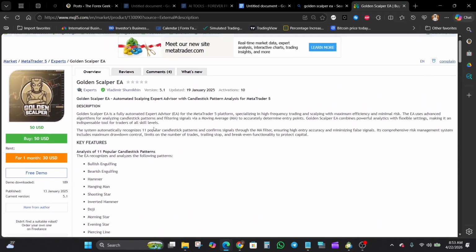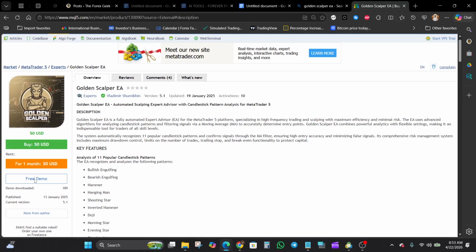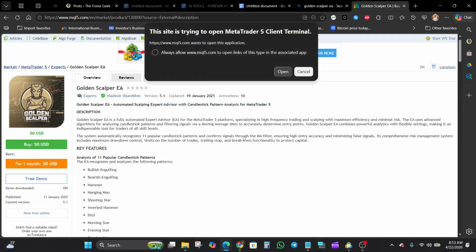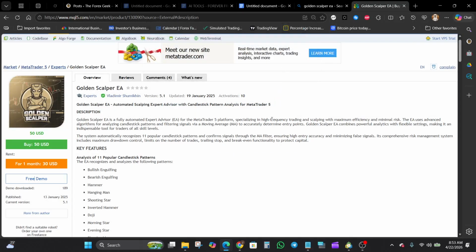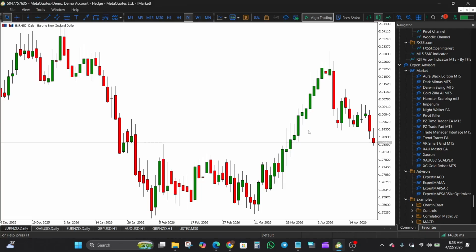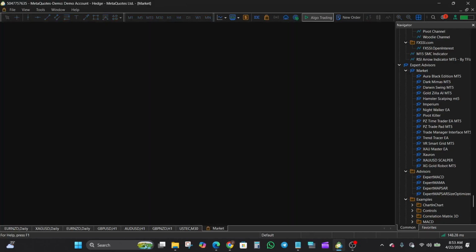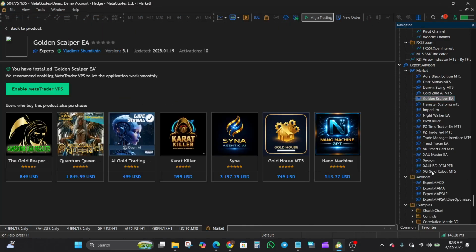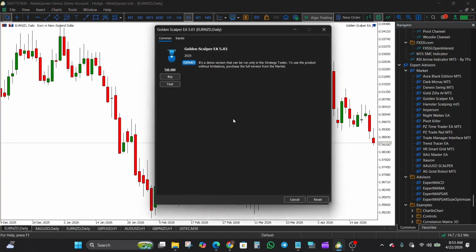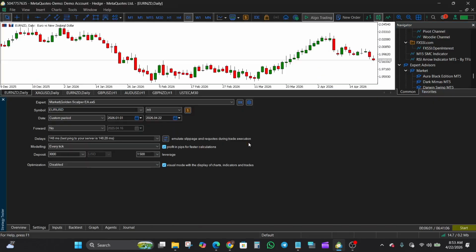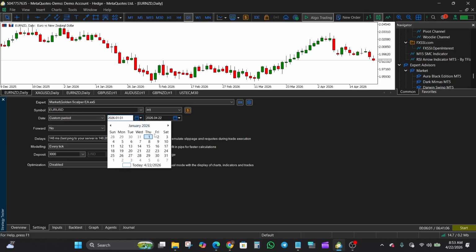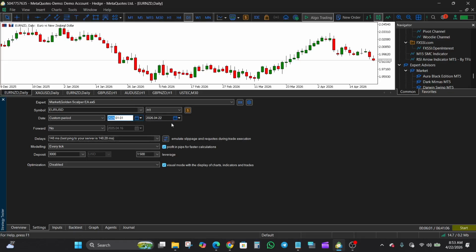So instead of just talking about the features, let's just quickly jump into the strategy tester and actually see how this EA behaves. All right. So I am just going to add this here, click on test. Okay. I'm going to be running a back test starting from the beginning of this year. That's going to be 1st January 2026.